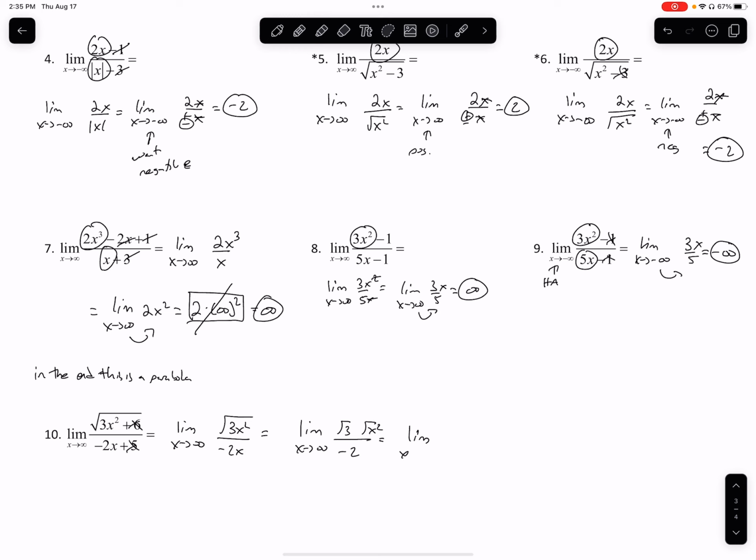Keep on going. Now you don't have to do this in so many steps. We get the square root of 3. Remember, the square root of x squared is plus or minus x, over negative 2x. The x's will cancel. So what I'm left with, and remember, we're going to a positive infinity, so I pick the positive x up here. So the top is a positive root 3, the bottom is negative 2. We get negative root 3 over 2.